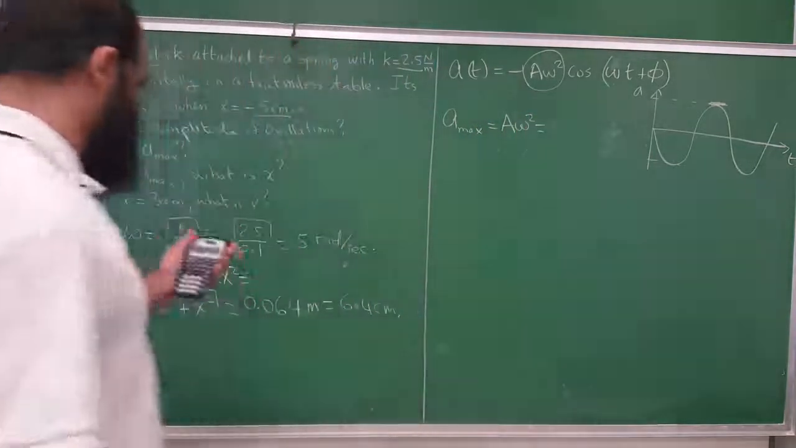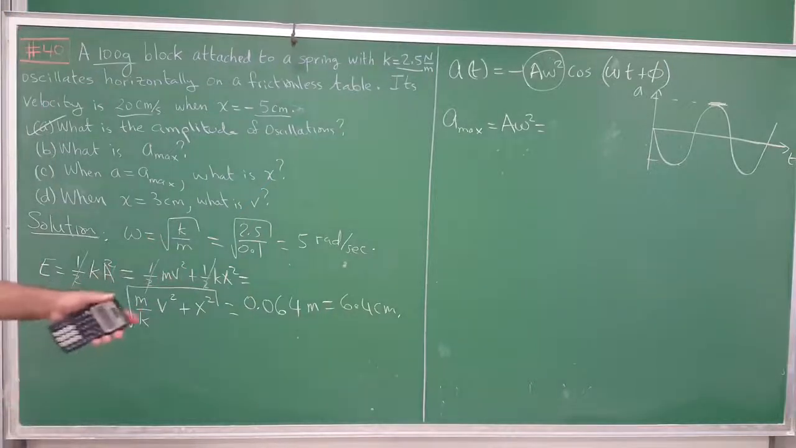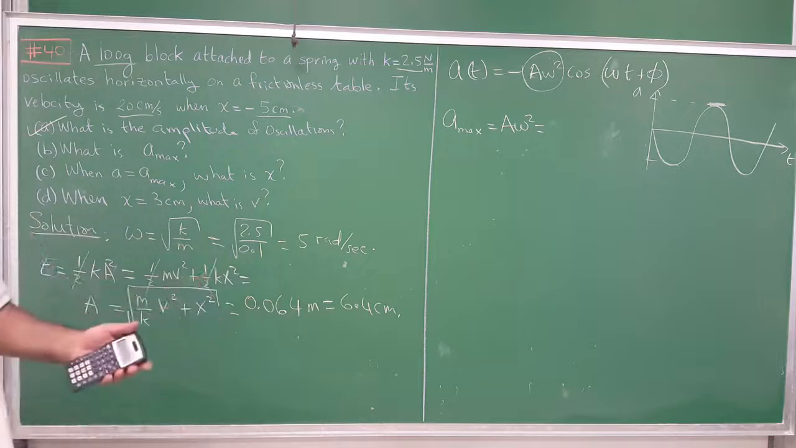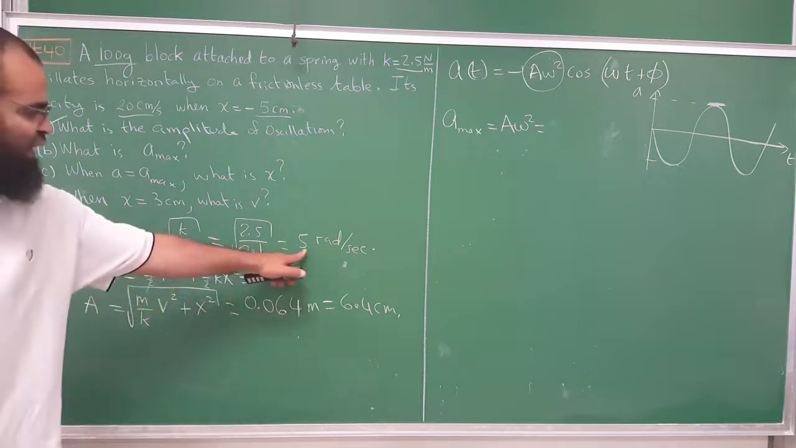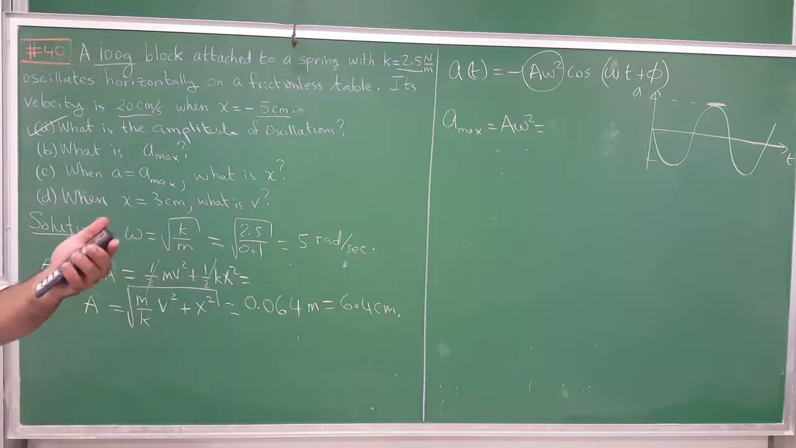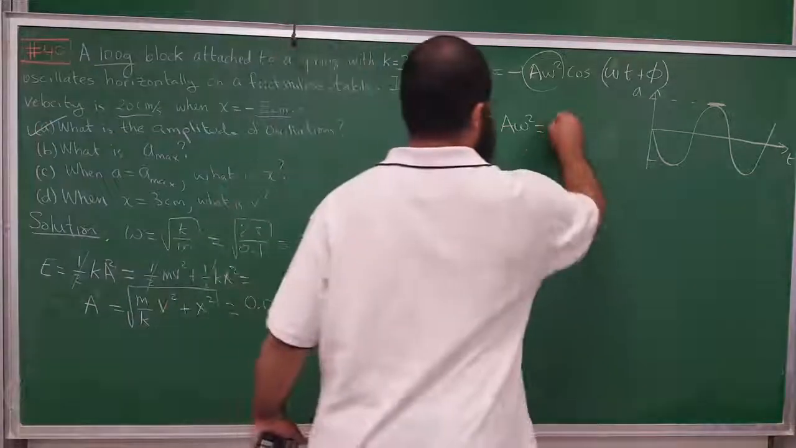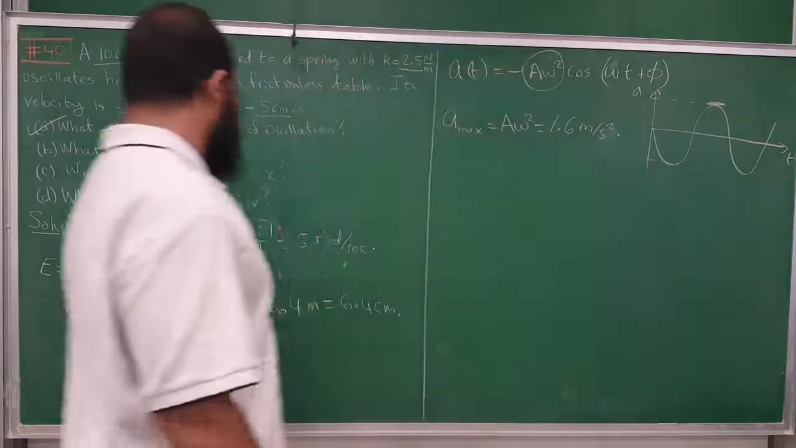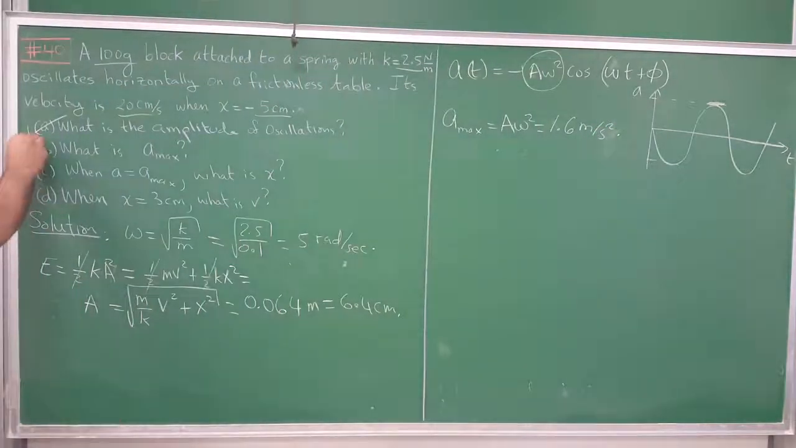So the maximum acceleration will equal a times omega squared. And we have the a, and we have the omega. So the a is this times the omega squared. Omega is 5, so 0.064 times 5 squared. So times 25. So I get about 1.6 meters per second squared. So that's this part.